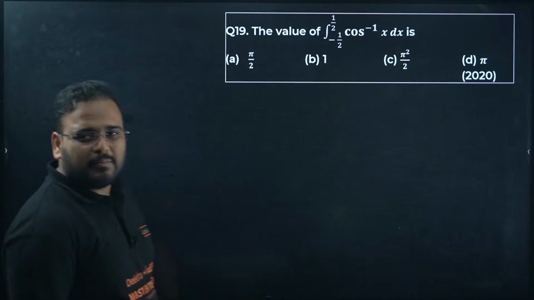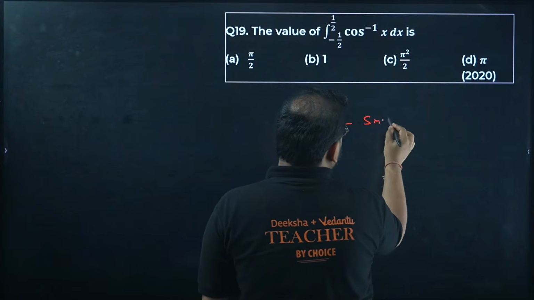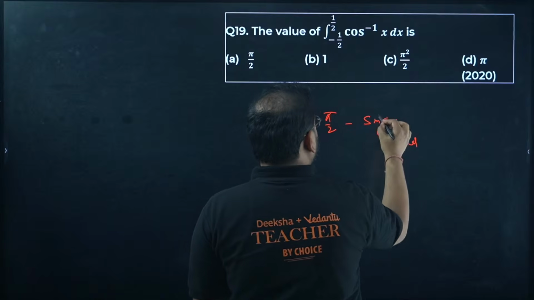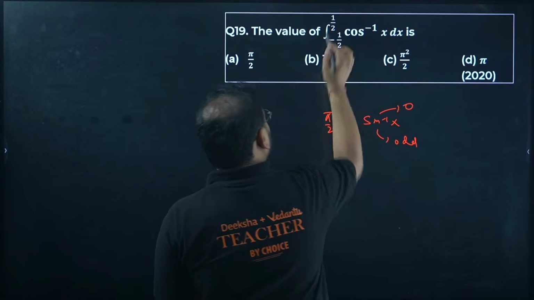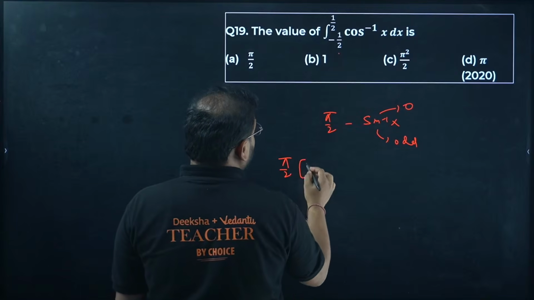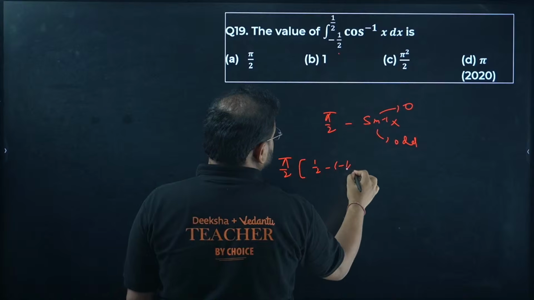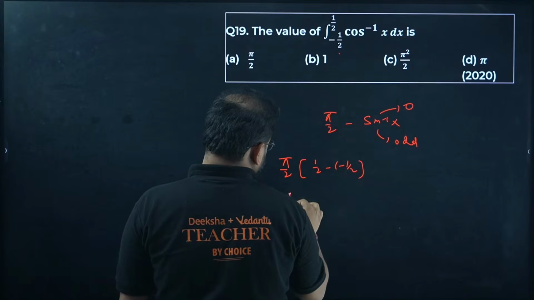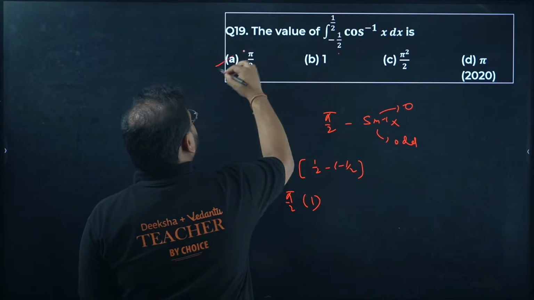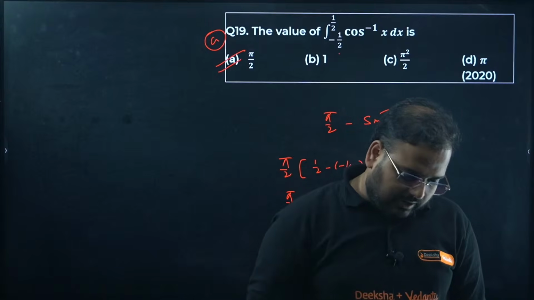Question 19, this is a very simple problem, same result. Pi by 2 minus sine inverse of x, this is odd, so this will become 0 in minus a to a. And for this what we'll have? Pi by 2 will have 1 by 2 minus of minus 1 by 2, that's pi by 2 into 1. Answer is option A.